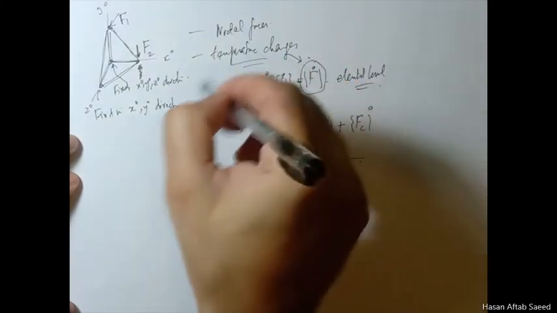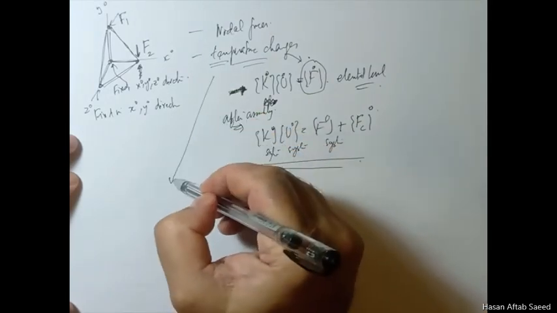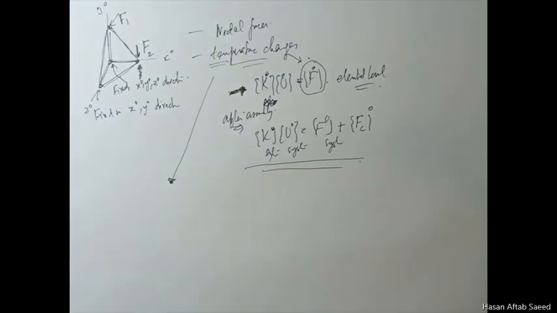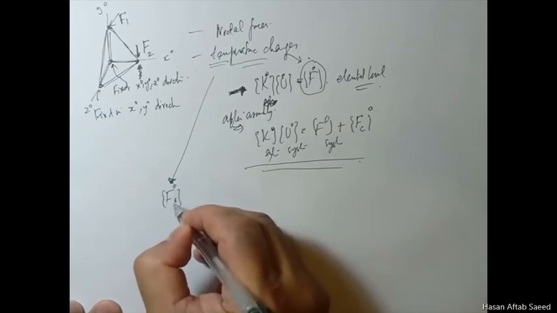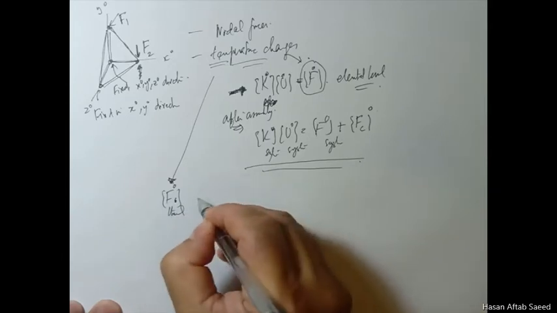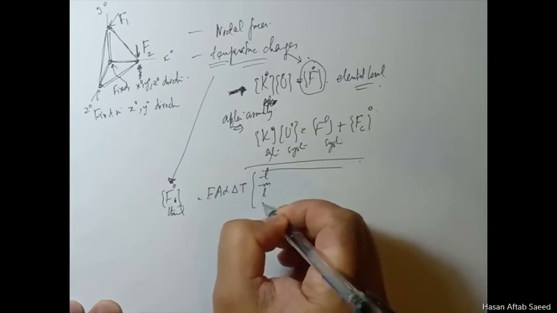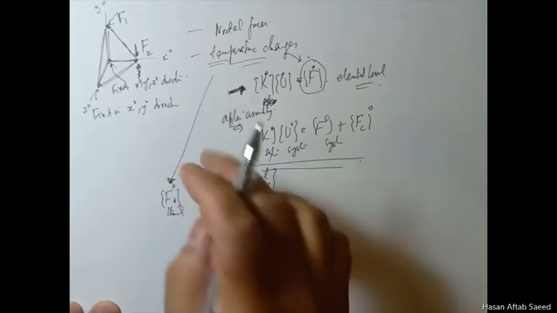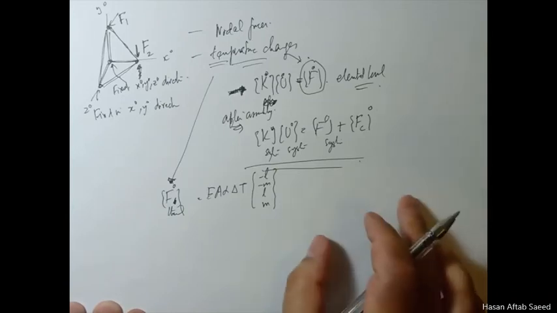So this process is very familiar to you. What about the temperature change vector? The force vector that arises because of the change of temperature. Now, if you recall 2D systems, this had turned out to be EA alpha delta T times minus L, minus M, L, M, and we had verified this. We first derived this and then verified the truth of this by applying it on an example problem.